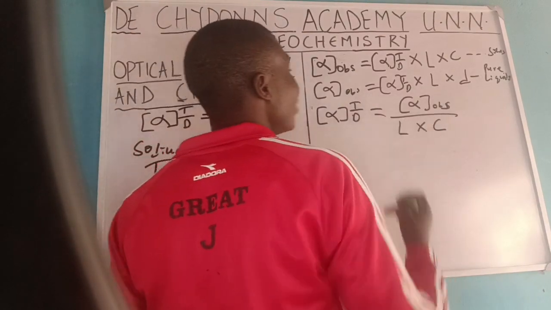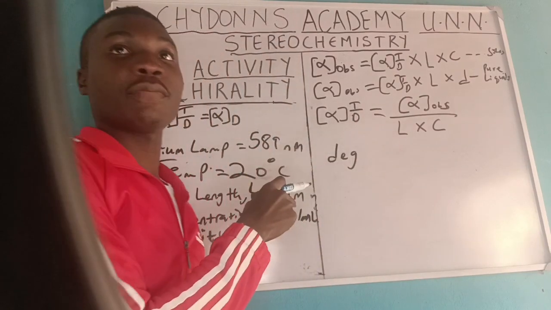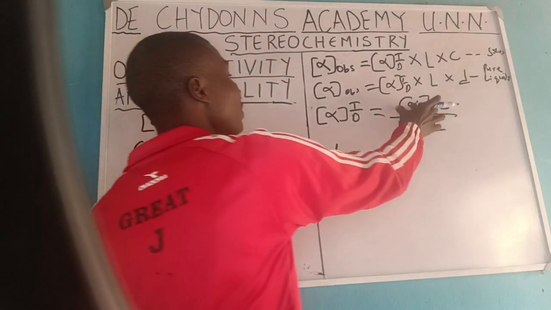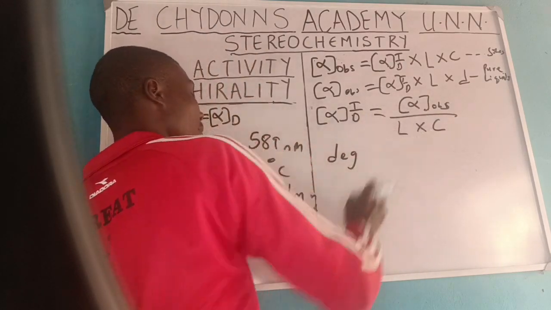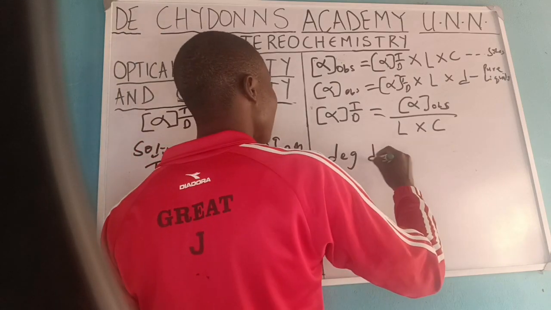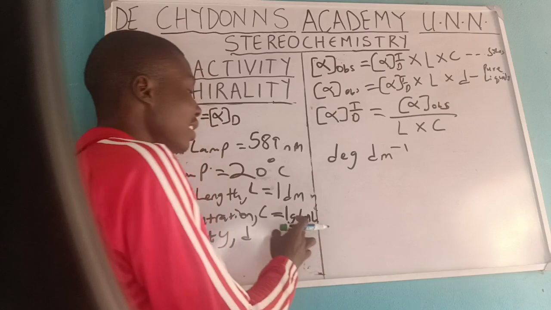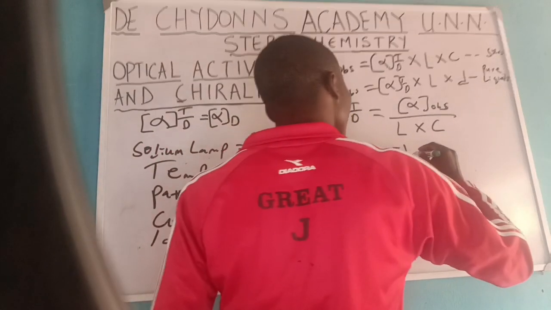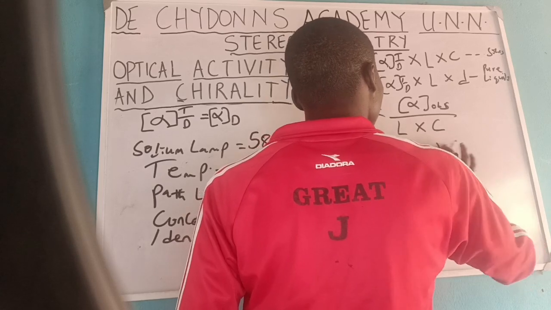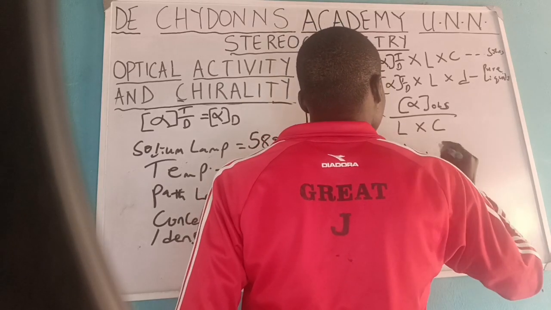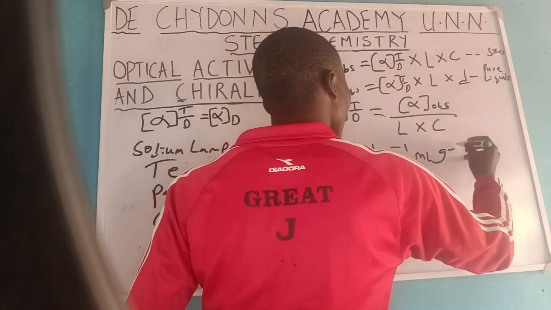Now, this is measured in degrees. So we write degrees. That's the unit of specific rotation. Now, the path length is in decimeter, dm, so we can write this as per dm, and then the concentration or the density is in gram per mL. So it's going to be mL minus 1, and when you invert it, you just have mL per gram.